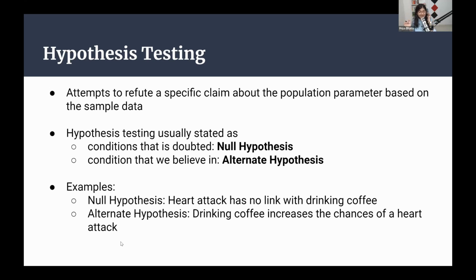If you are saying that drinking coffee has no linkage with a heart attack, then alternate will become there is a linkage. If you are saying that null hypothesis is that the population and the sample mean are equivalent to each other, then alternate will be saying that they are not equal to each other. So at the end of the experiment, either the null hypothesis will win or the alternate will win, and that's the whole idea of this inferential stats.